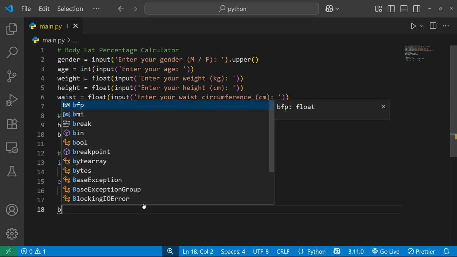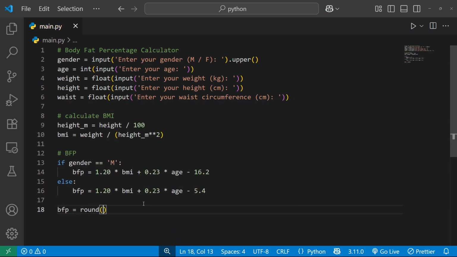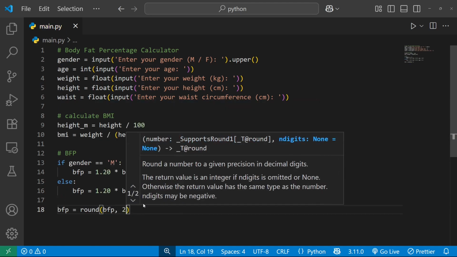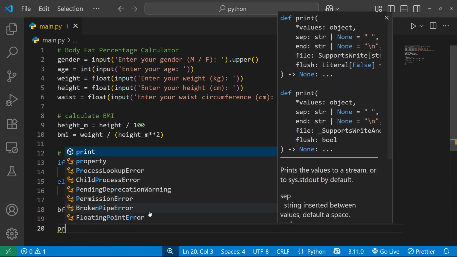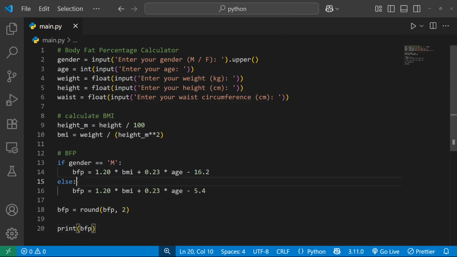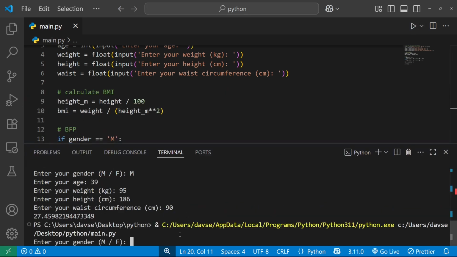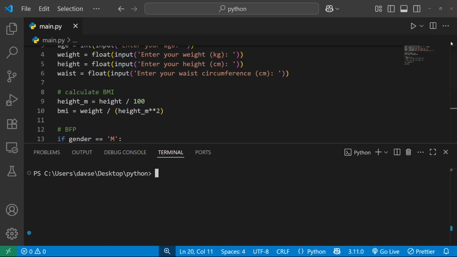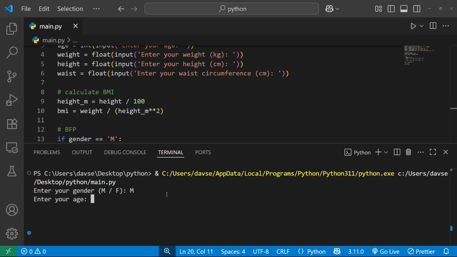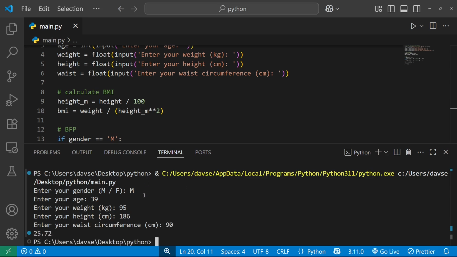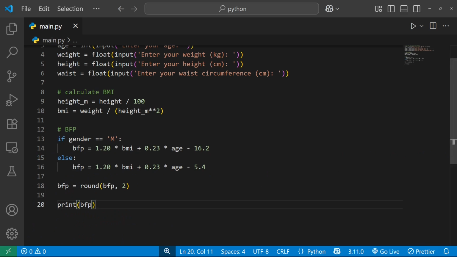So here we can write the BFP. I would like to round it to 2 decimal places. Okay, I will print it and we will see what we have here. Just a second, I will clear it, run it. Male, 39, 95, 186 centimeters, I don't know, 35.72. Okay, it goes well.